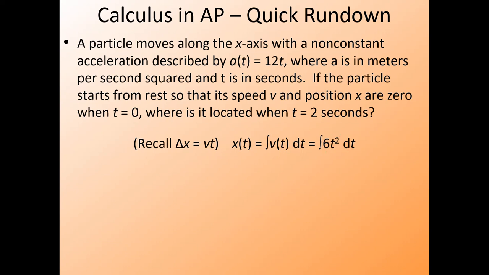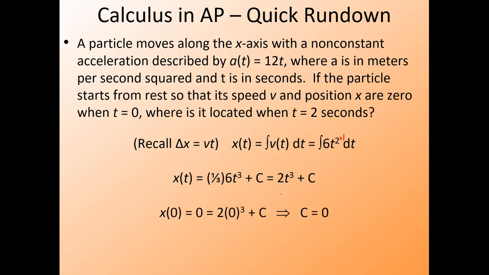Once again, I add 1 to this exponent, gets me 3. Divide the 6 by 3. So I get 1/3 of 6t cubed plus c. That just simplifies to 2t cubed plus c. Once again, they told me that at t equals 0, my position is 0. So I plug that in. I get c is equal to 0 once again.